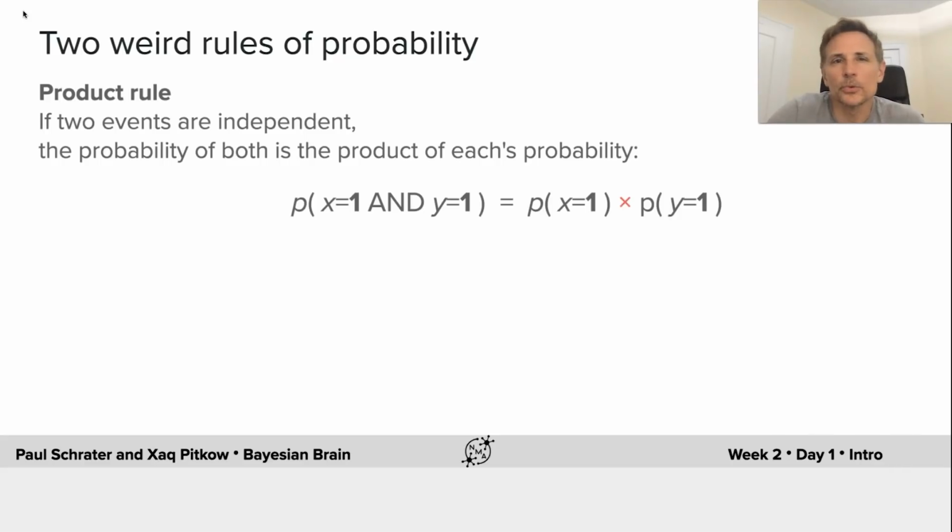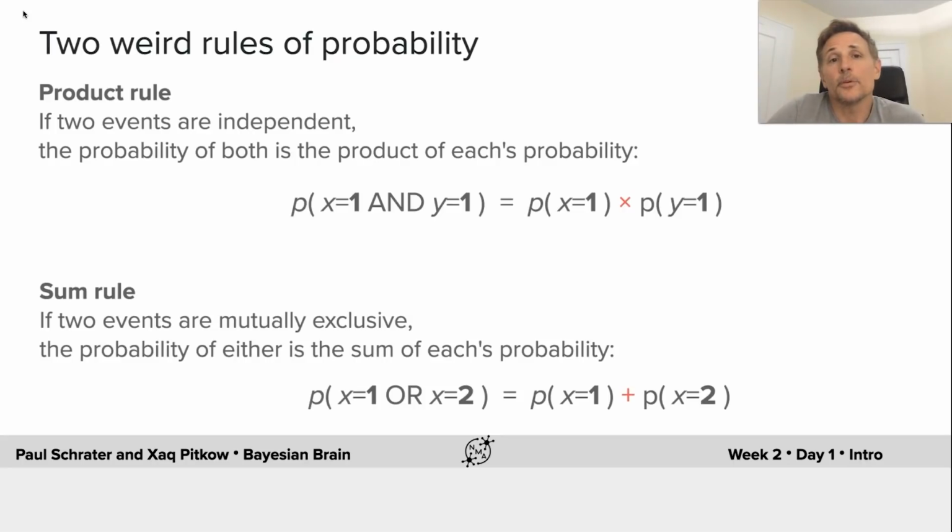There are 2 weird rules of probability that, if you know them, you can derive the rest of probability theory. Both of them involve what you do with logical combinations of events. So if we have 2 events like die X taking on value 1 and die Y taking on value 1, we'd like to know the joint probability of both of those occurring. If they're independent, then we can compute that probability as the product of the individual event probabilities. Now, if we're interested in an OR over the values that a random variable can take on, like the probability that die X takes on value 1 or 2, then we can sum these probabilities.